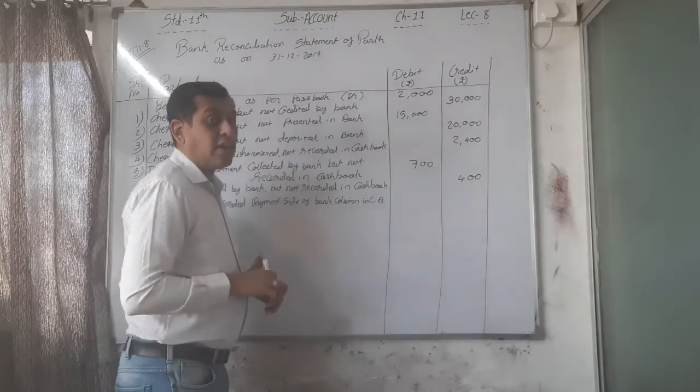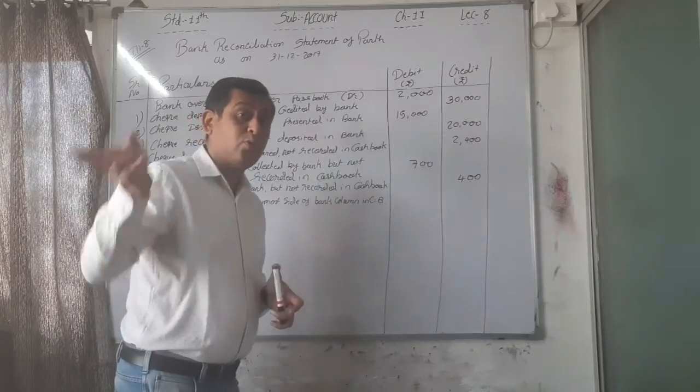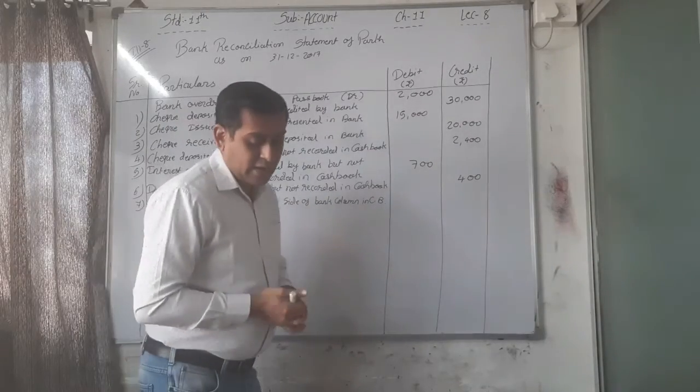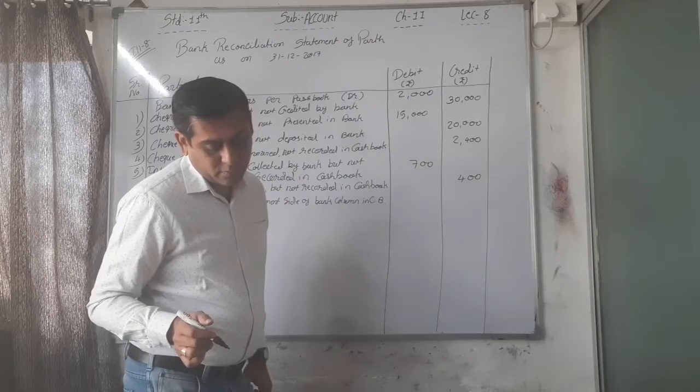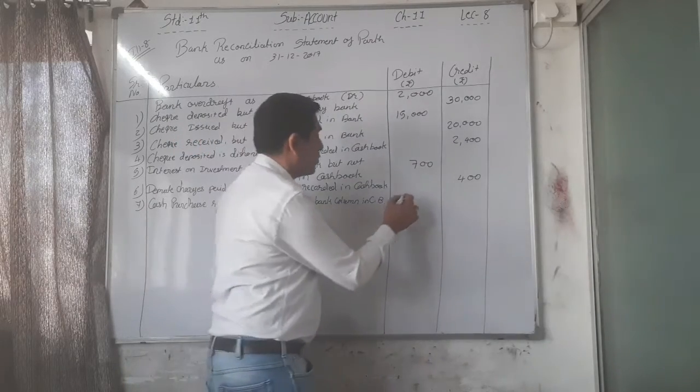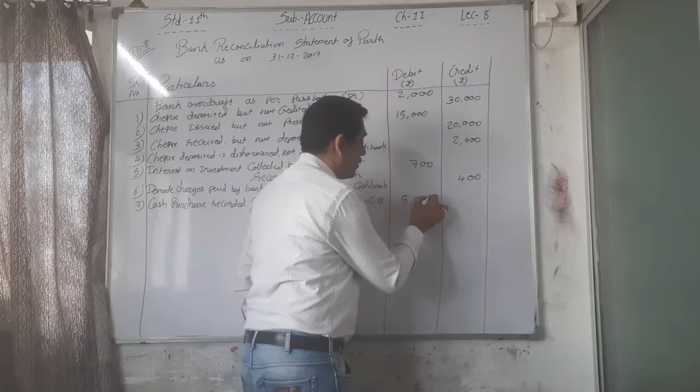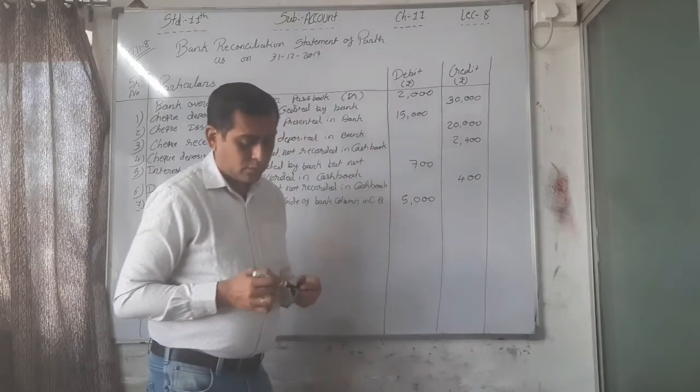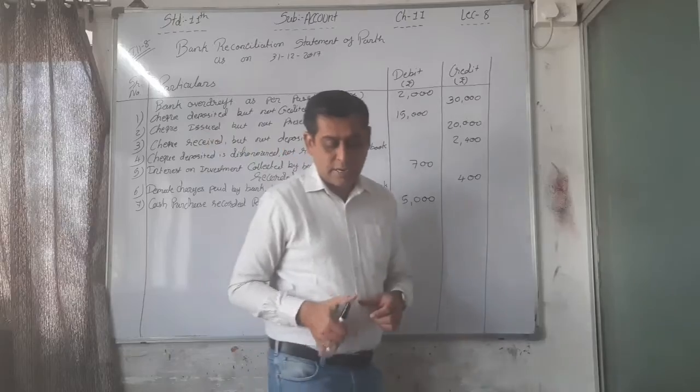Payment side, that is credit side, recorded by mistake, so do the reverse. That's why debit it. Debit the amount. Amount is 5,000. So debit 5,000 rupees. Right? Now the 8th point.